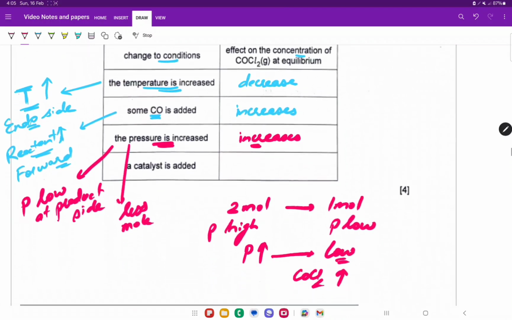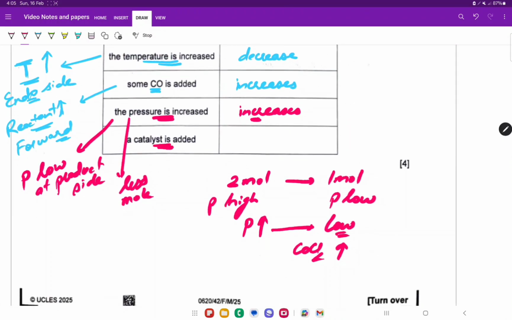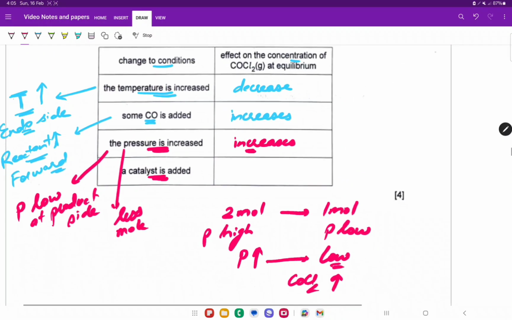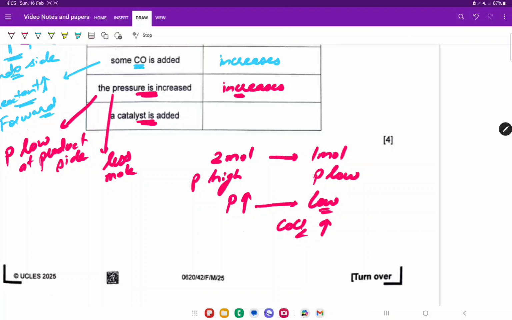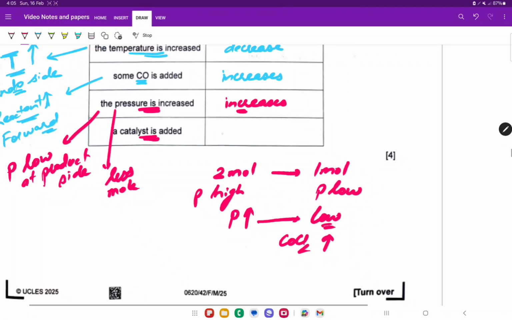Next is, if a catalyst is added. Catalysts do not affect the equilibrium concentrations. They can help in reaching equilibrium quickly, but they do not affect it. Hence, there will be no change for this question. No change will be the answer. Got it?